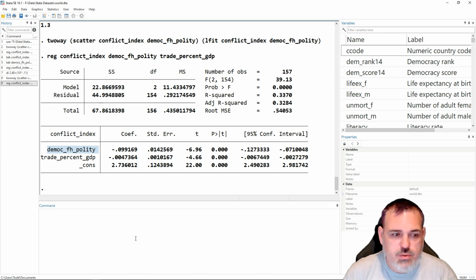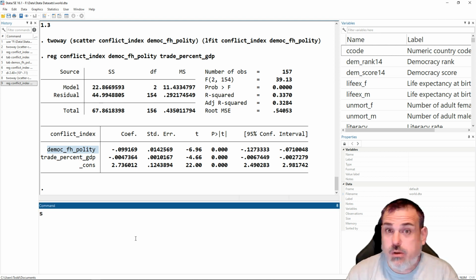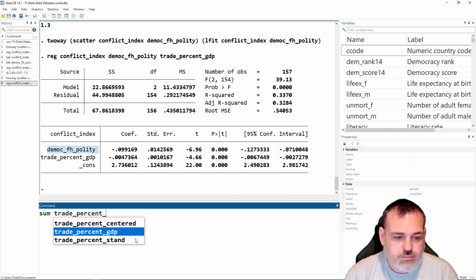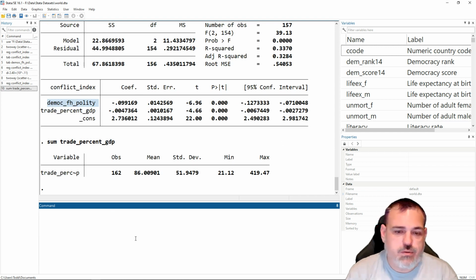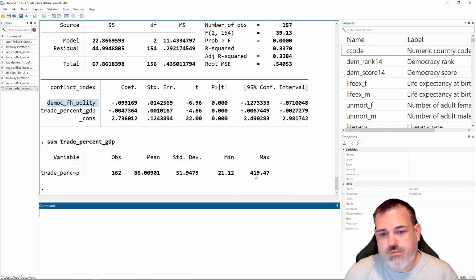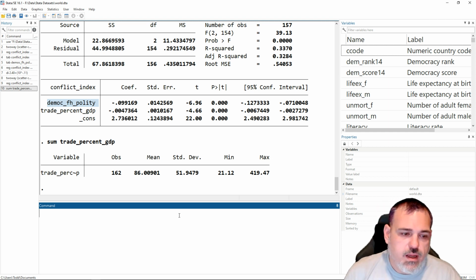How is this trade percent variable measured? Well, we know it's continuous, so we're just going to look at the summary of it this time. All right, so it ranges from 21.12 to 419.47. So that's probably measured in millions.